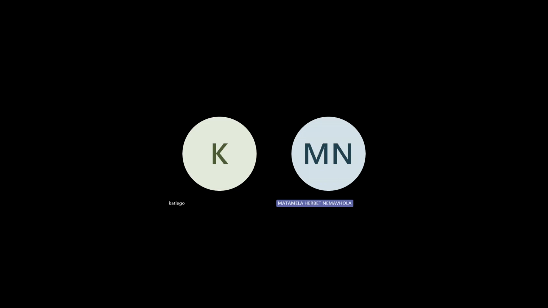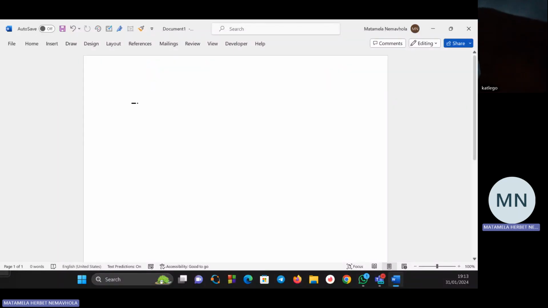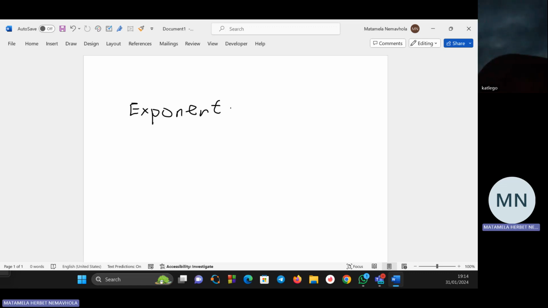So today we are going to start with exponents. So we're going to be doing exponents. This chapter is very important in QMI. Exponents. Okay, let me try to write it properly.